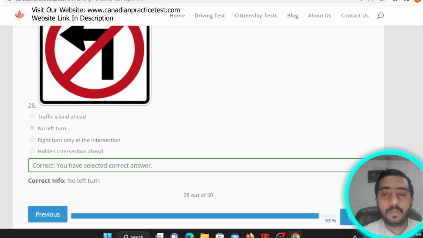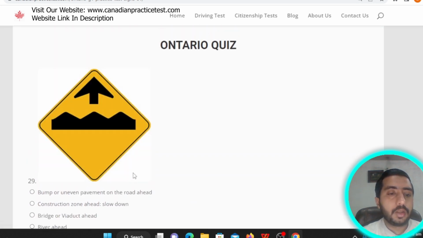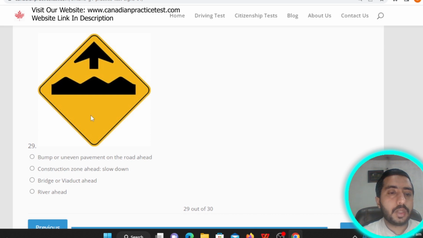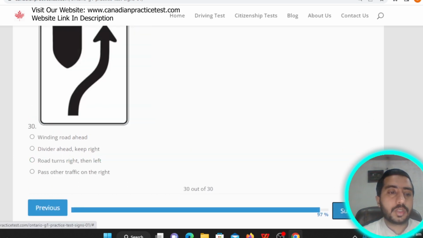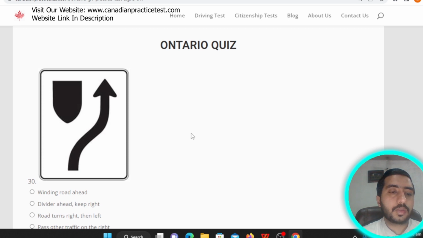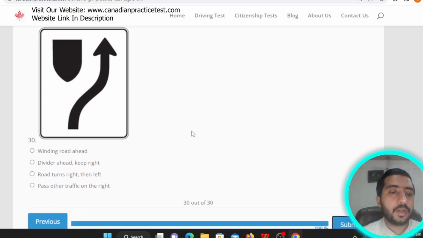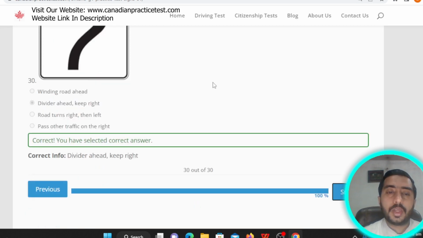Next question, question number 29. This 29th symbol is denoted by a bump or uneven pavement in the road ahead, which is option A. Next question, question number 30, which is the last question of this quiz. This is denoted by divided ahead, keep right, which is option B. Here guys, we are going to end this quiz.